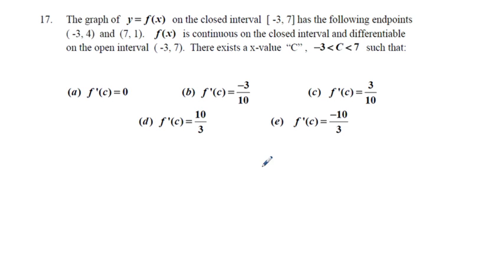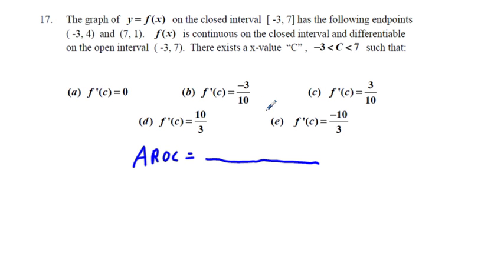Next problem, 17. The graph of y equals f of x in the closed interval from negative 3 to 7 has the following endpoints, negative 3, 4, and 7, 1. f of x is continuous on the closed interval and differentiable on the open interval from negative 3 to 7. There exists an x value c between negative 3 and 7 such that, well, this is going to be just another AP problem, right? Average rate of change. And that's the mean value theorem, right?